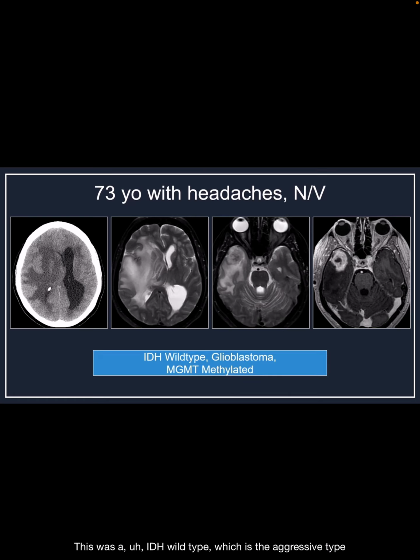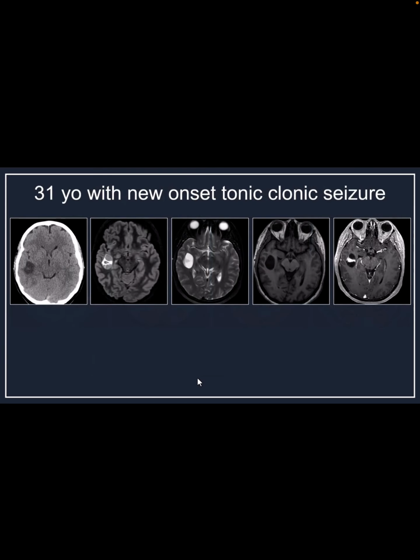On pathology, this was IDH wild type, which is the aggressive type of astrocytoma. So this is designated as a glioblastoma based on that wild type feature, and this was also noted to be MGMT methylated. This is a 31-year-old who's coming in with a new onset tonic-clonic seizure, and this patient also has a lesion involving the temporal lobe.